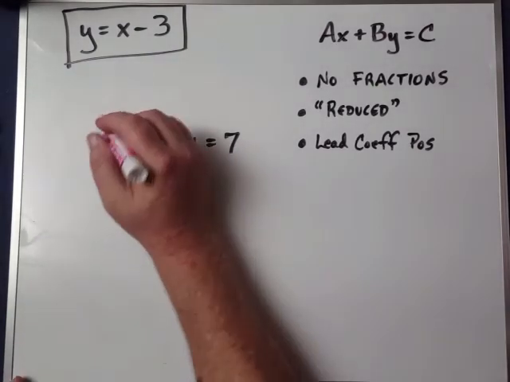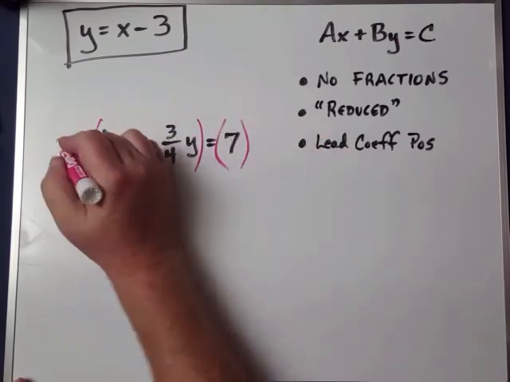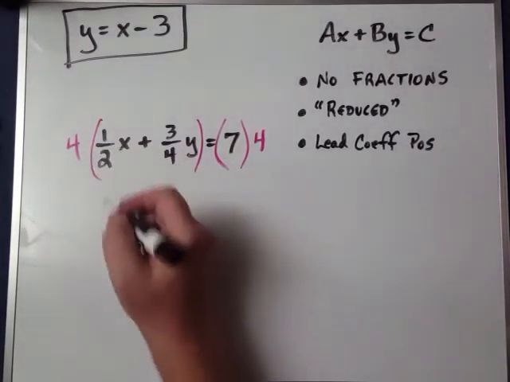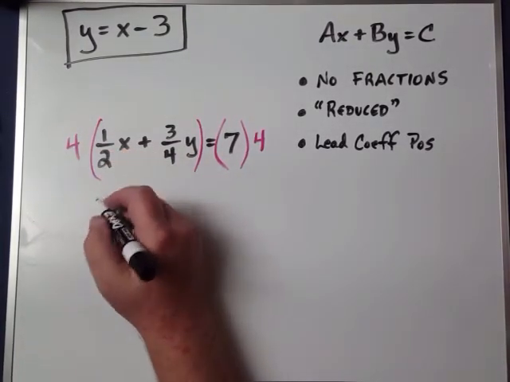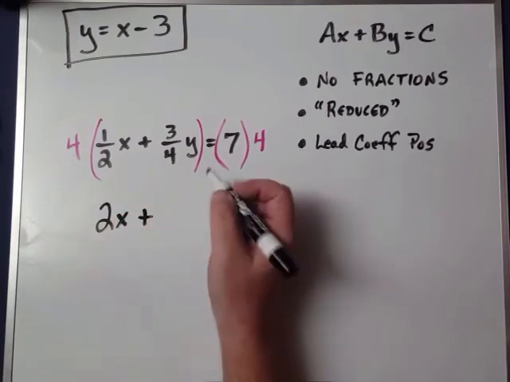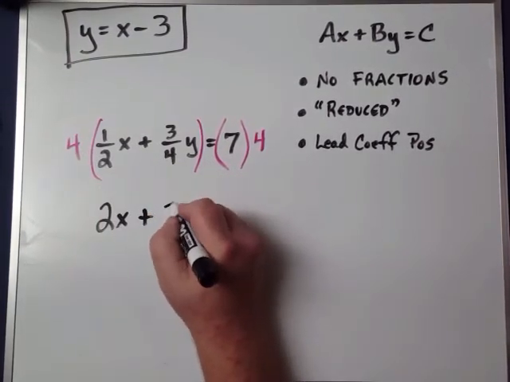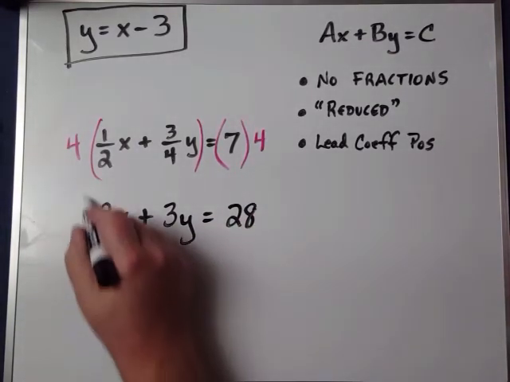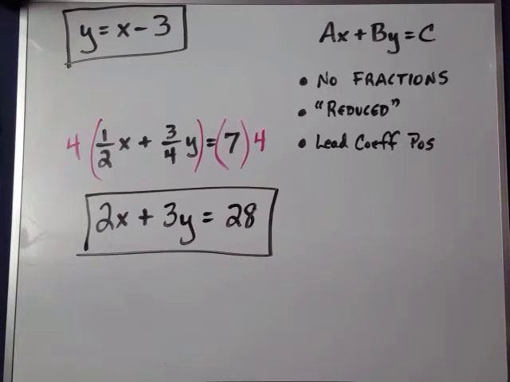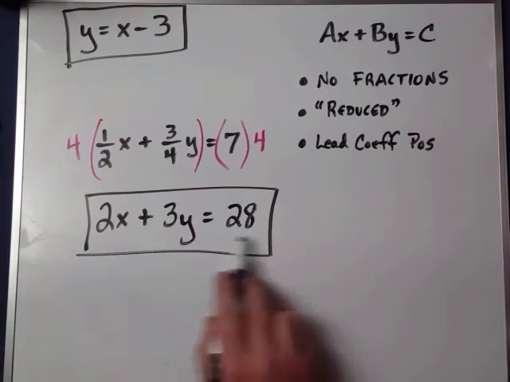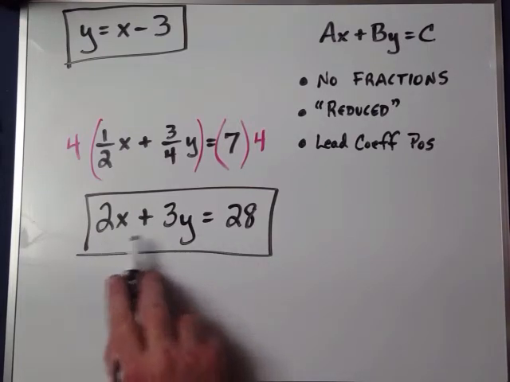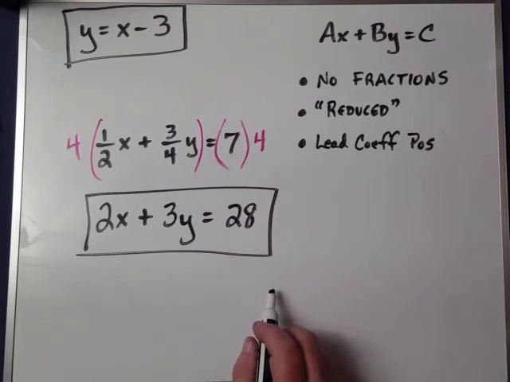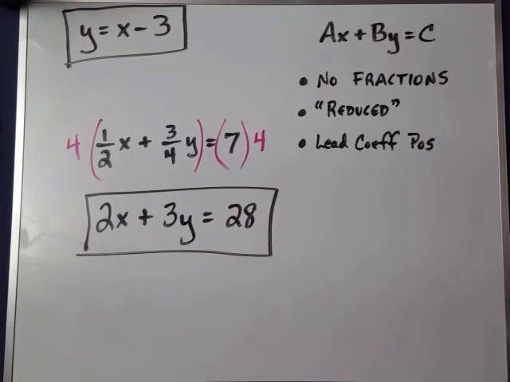Clear the fractions. Multiply both sides by the LCD of all the fractions involved. Distribute here on the left. Half of 4 is 2, plus 3/4 times 4, the 4's cancel to leave 3y equals 28. This is now in a final standard form. There are no fractions. It is reduced. 2, 3, and 28 don't have any factors in common among all three of them. And the leading coefficient is positive.